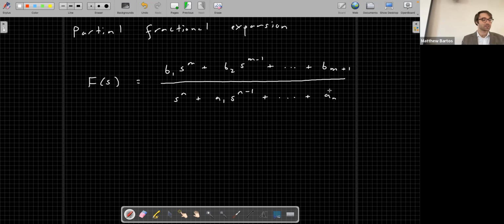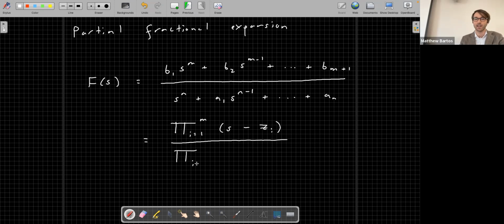If you have a function of this form, you can factor it. Okay, so this can be written as a product from i equals 1 to m of s minus zi, where zi are the zeros of the numerator, or the roots of the numerator, over a product i equals 1 to n of s minus pi, where pi are the roots of the denominator.